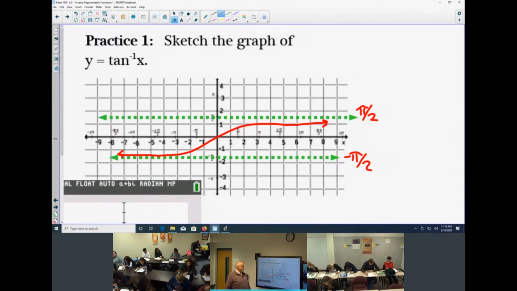And that's about it. So it goes from negative pi halves, and then it crosses at the origin, and then goes to pi halves. Okay? All right, any questions on that?